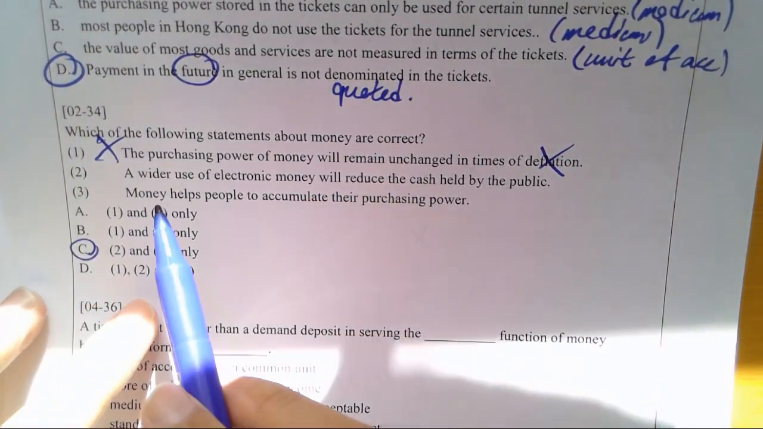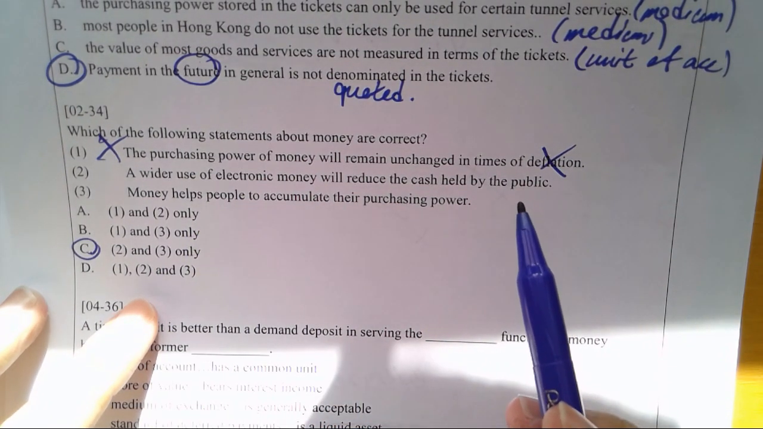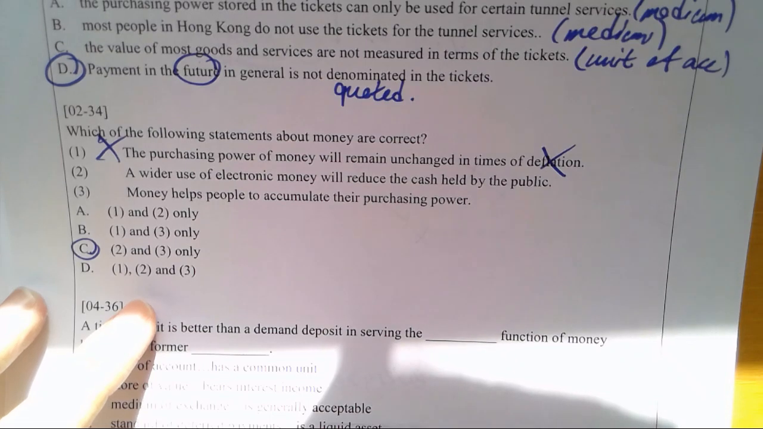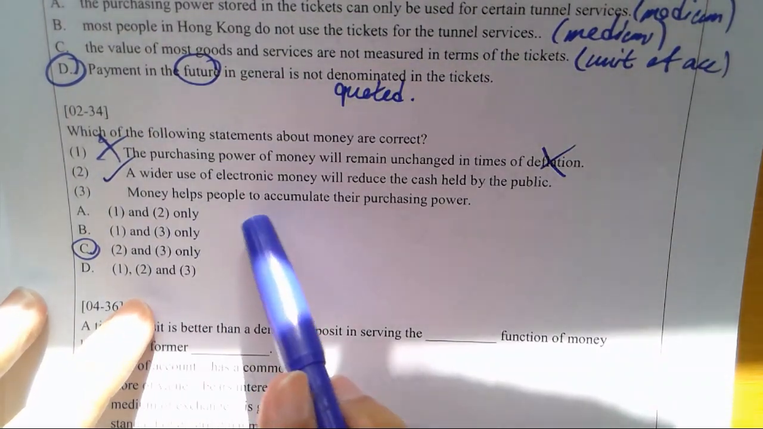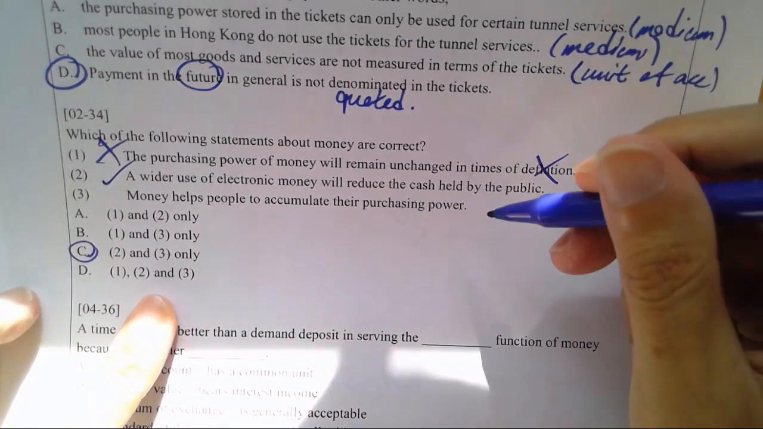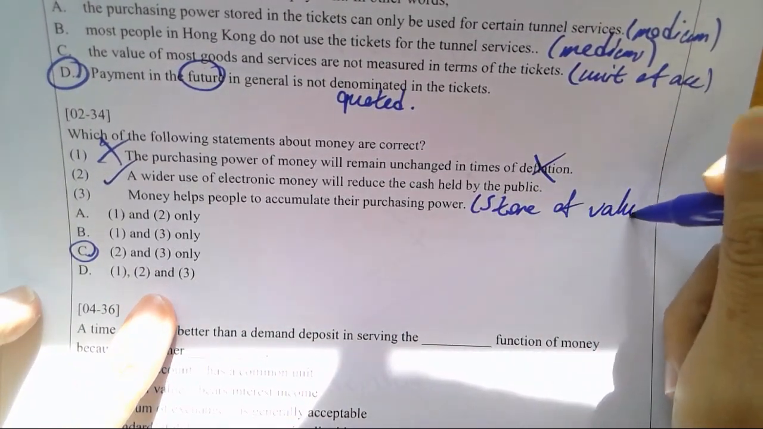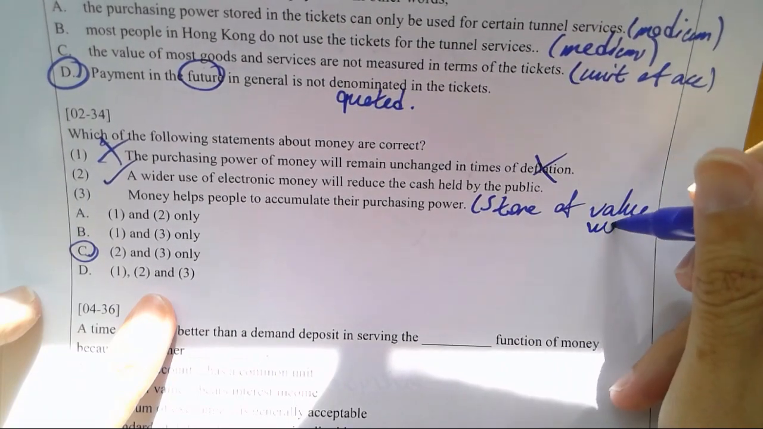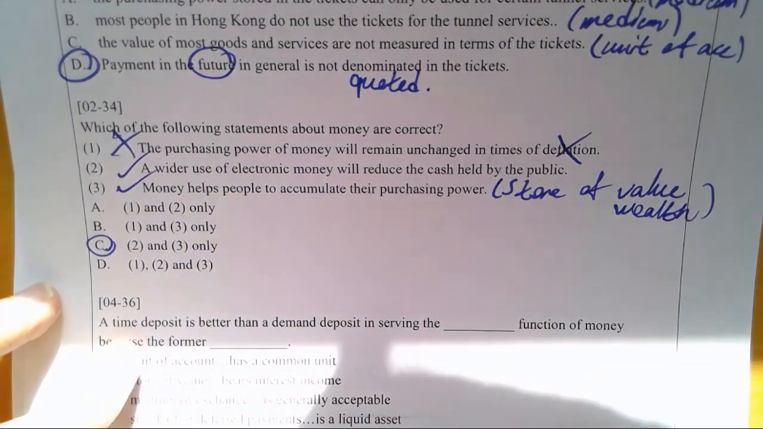Now, 2. Wider use of money will reduce the cash used by the public. Of course, let's say Octopus card 用八達通咁咪唔帶咁多現金咯，係嘛？Of course, right? Now, money helps people to accumulate their purchasing power. Now, this is what they call the store of value or store of wealth. 係嘛？Yes. Okay. 2 and 3.